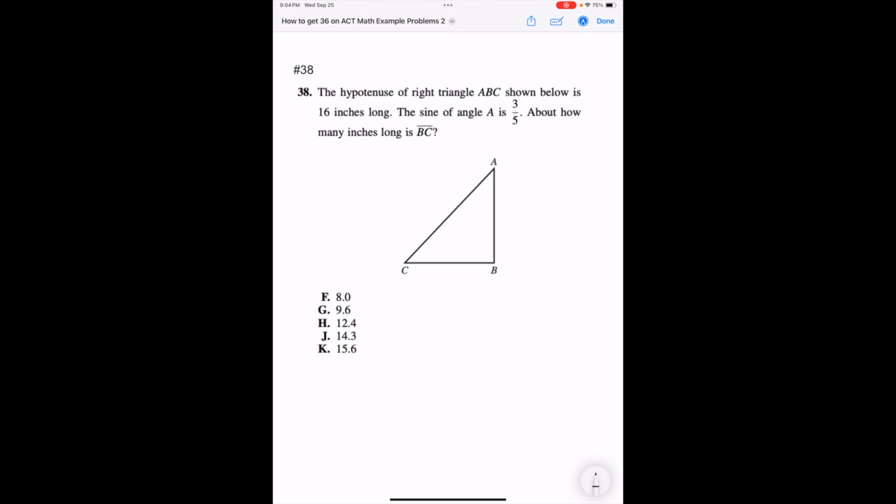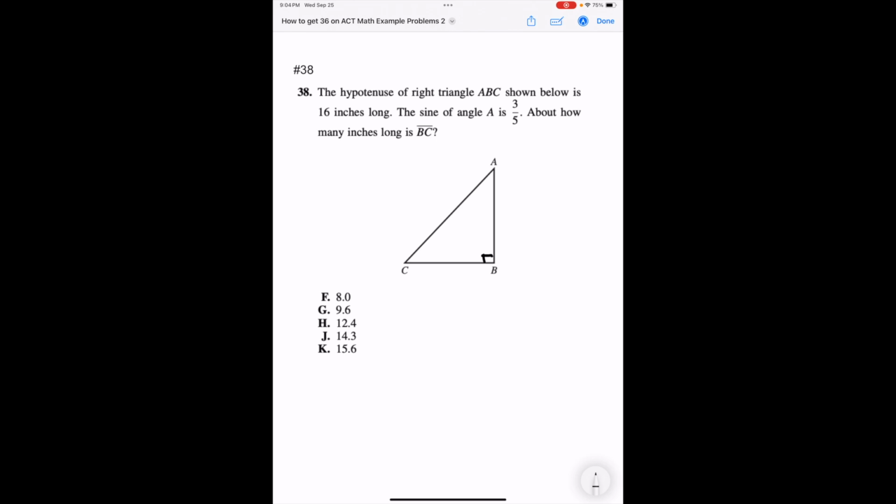Question 38 states that the hypotenuse of right triangle ABC shown below is 16 inches long. The sine of angle A is 3 over 5. About how many inches long is BC? So first it states that ABC is a right triangle. So the right angle right here will be B. And then it states that the hypotenuse is 16 inches long.